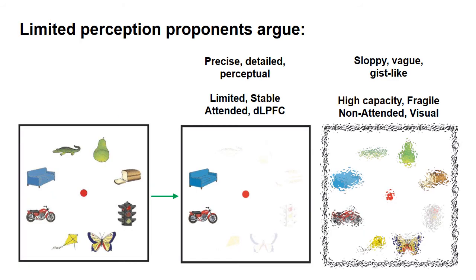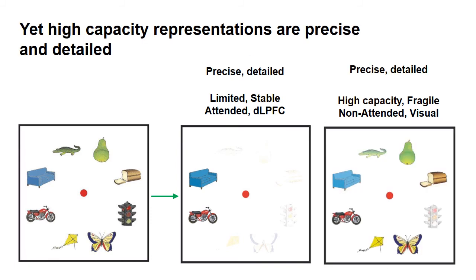So the idea that only attended representations are precise, detailed, and hence fully perceptual, while fragile and unattended representations are vague and merely gists of objects, is incorrect. High-capacity representations do in fact not differ at all in these respects from low-capacity representations, or may even outperform them. This obviously strongly counters any arguments to disregard high-capacity, unattended visual representations as non-perceptual.